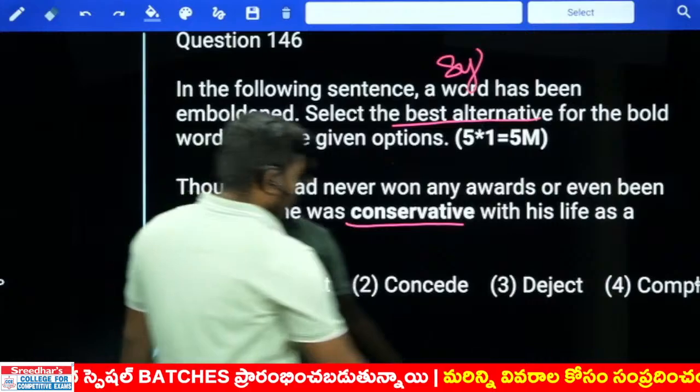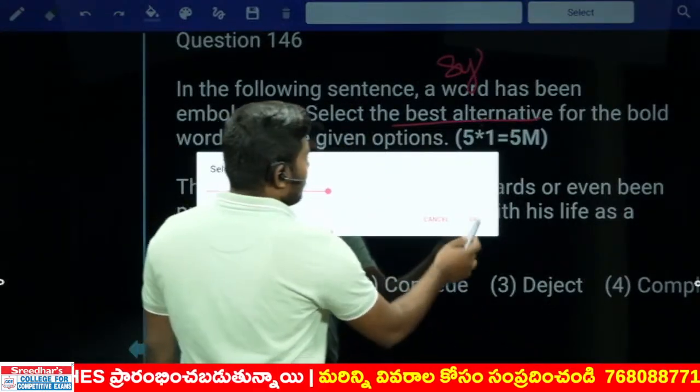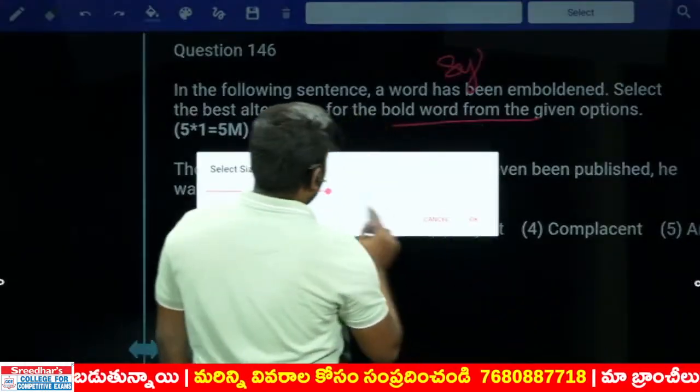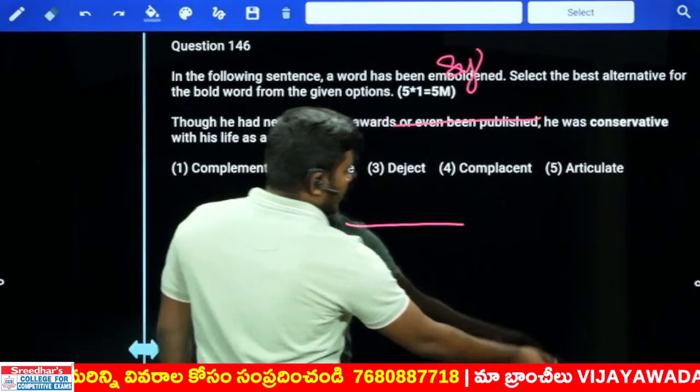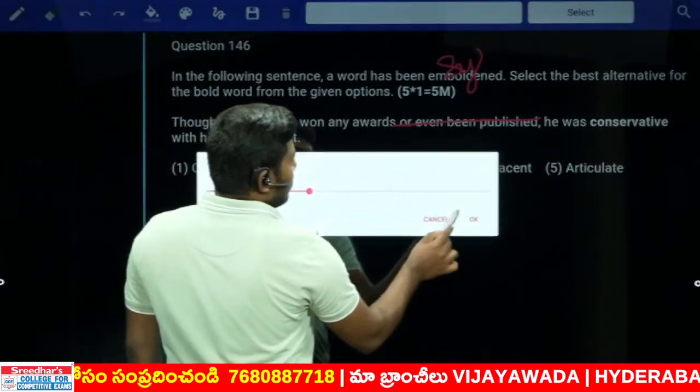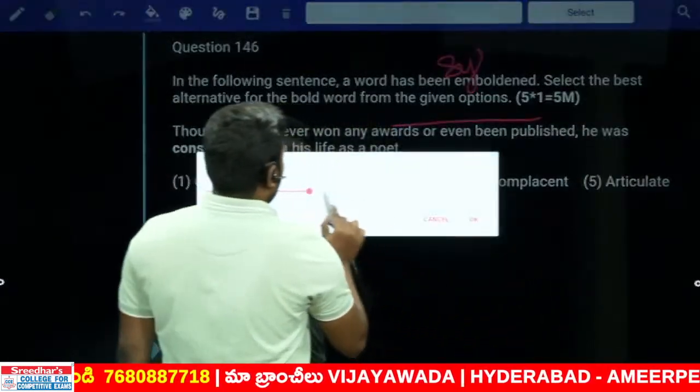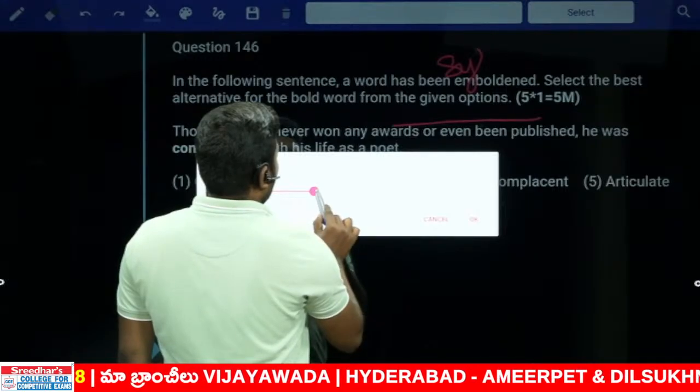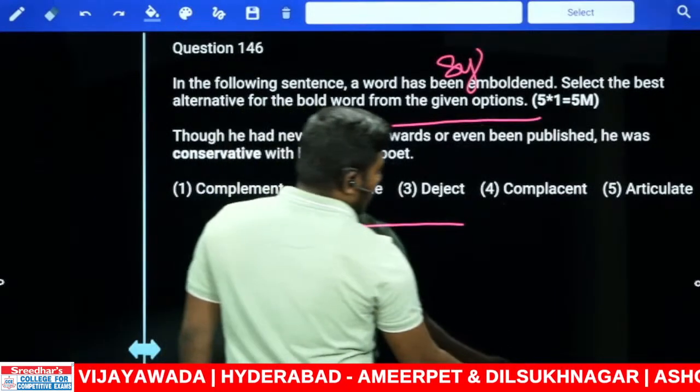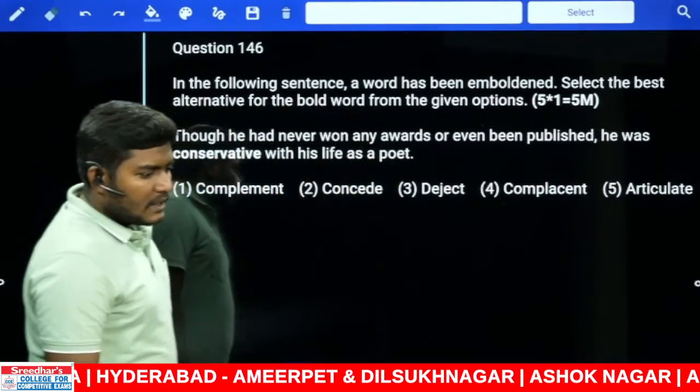Okay, now let us try to check this out. I need to minimize because we can't see the last one. Okay, I hope you can see that.